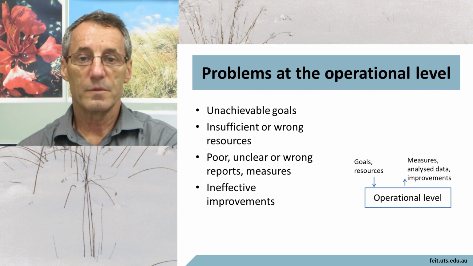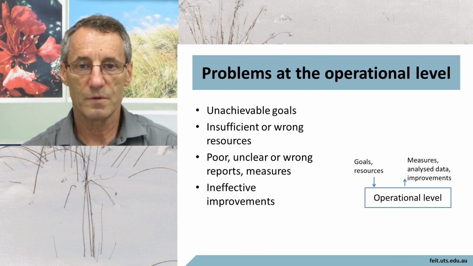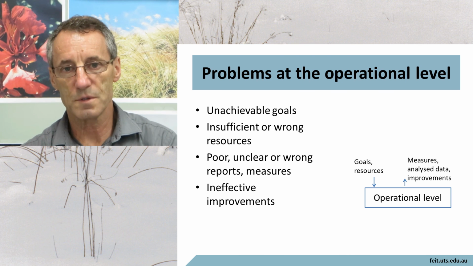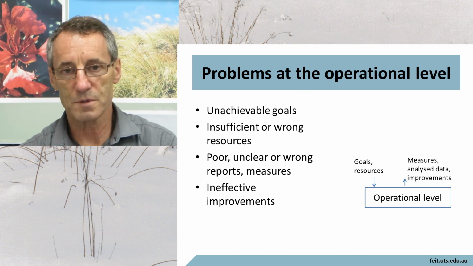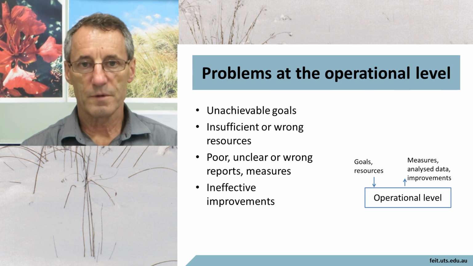The other one that we can talk about is ineffective improvements. Again, it runs on: if you are taking the wrong measures of the process, you're probably going to make the wrong improvements to the process as well. So they are the problems at the operational level.